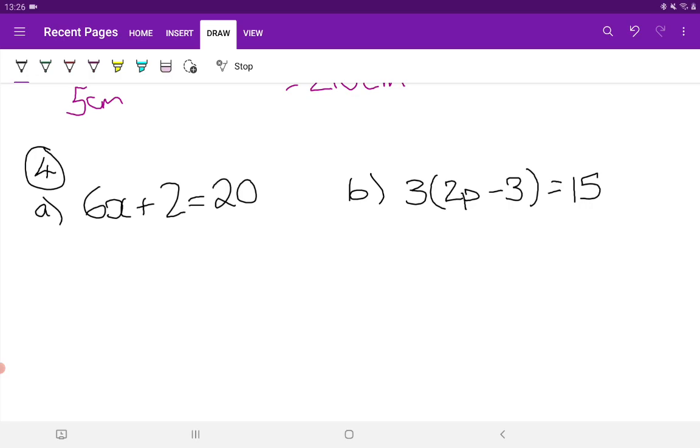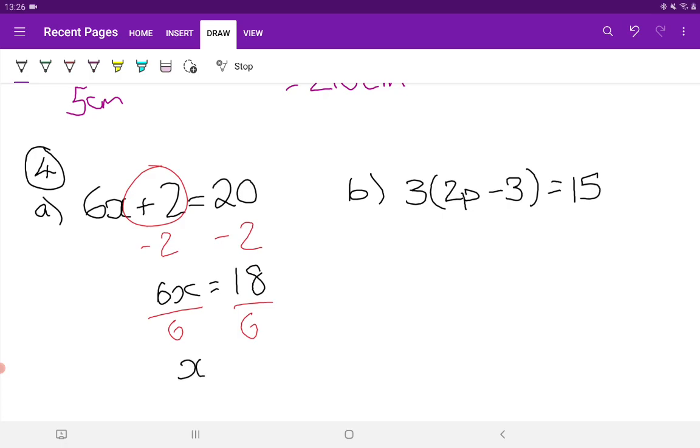Okay, sorry about that. Right, so first thing we look at is the +2, and we do the opposite, so we take away 2 from both sides. So that leaves us with 6x on this side, leaves us with 18 on that side. From there, it's 6 times x, so we do the opposite. We divide by 6, and that gives me x equals 3.